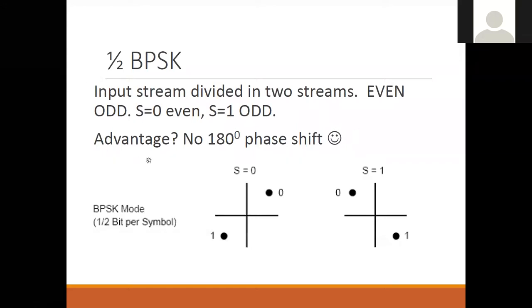The most reliable is called half BPSK. There you can send two streams. When S is equal to 0, you send this 0, 1, 0, 1. And when S is equal to 1, you can send this and this. So basically, you are shifting between these two constellations or these two constellations. So that is half the frequency, but it is the most reliable.